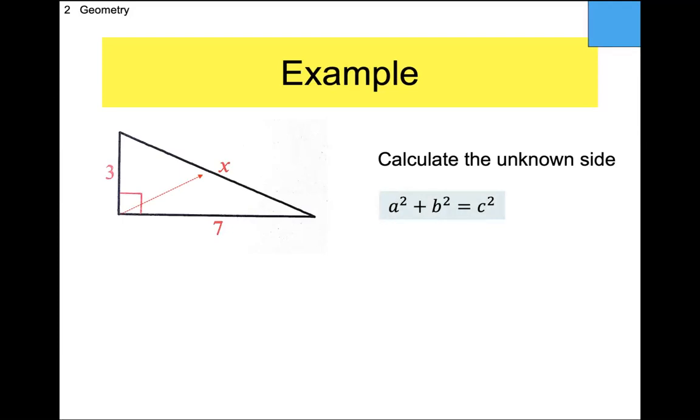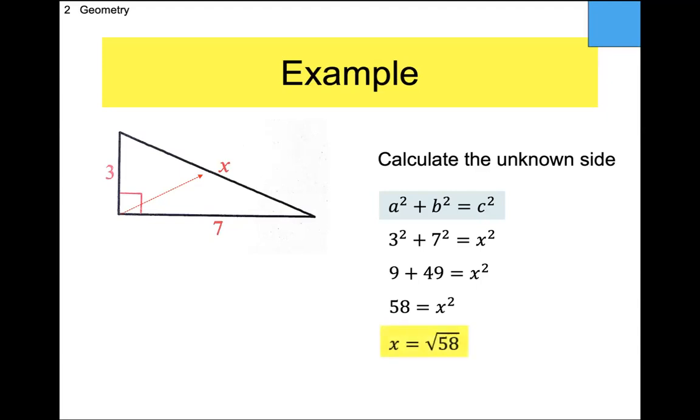So even though we're using the letters A, B, and C, and our example uses X, you just need to figure out which letter goes with which letter of the Pythagorean theorem. So X goes with C, so all I'm replacing is that C with the letter X. And then I'm just going to do the math, and this comes literally from that algebra review of solving equations. 3 squared is 9, 7 squared is 49, 49 plus 9 is 58.